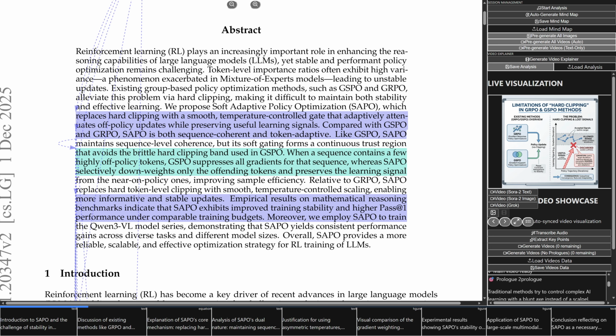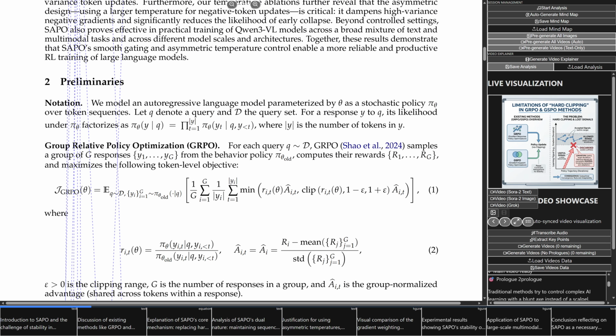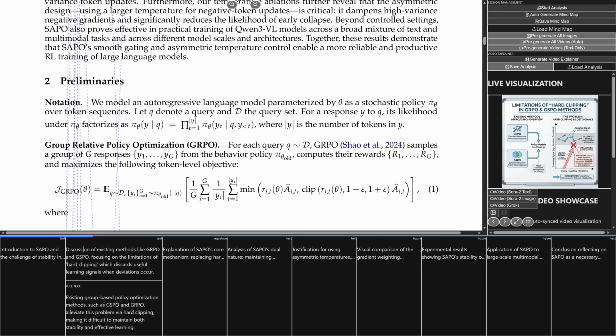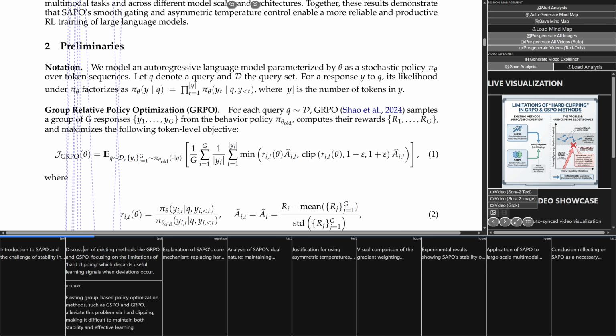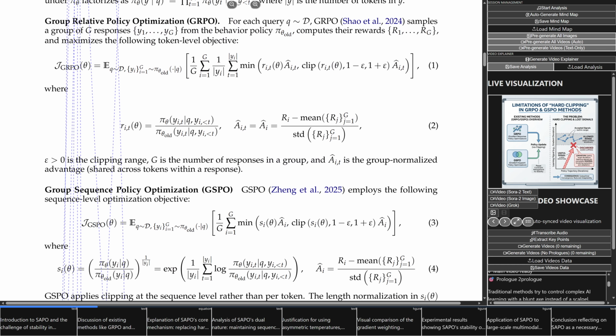So the challenge this paper is trying to solve is finding a way to limit those really aggressive updates without accidentally killing the useful learning signals. We need control, not censorship. A scalpel, not a hammer. Okay, so let's unpack this. We should probably start with the blunt instrument researchers were using before this.